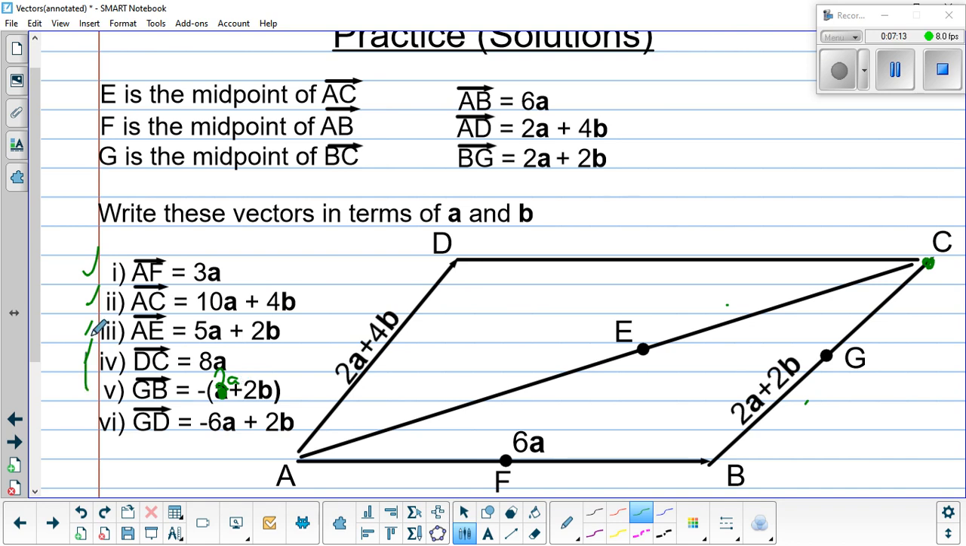And then GD, well, we have G and we're going to D. That one's a little bit harder. How do we do this? Well, we're starting here. We're going down. So we have negative 2A minus 2B. Then we have minus 6A. So we're at negative 8A minus 2B. Then we're adding on 2, so negative 6A and plus 2B at the end.